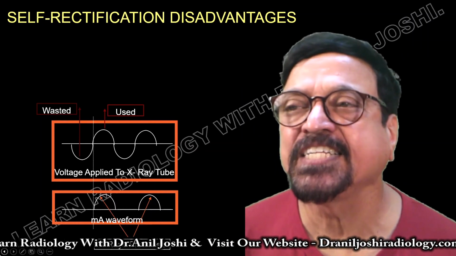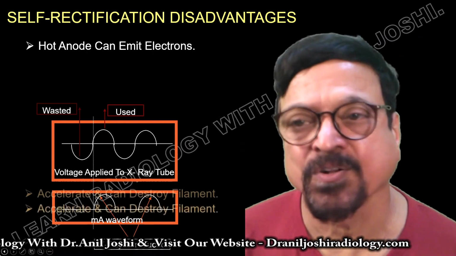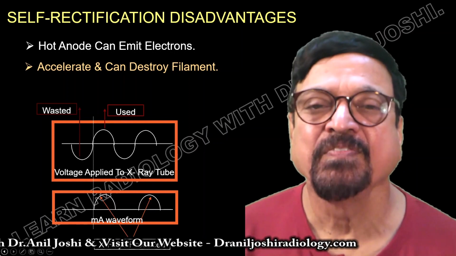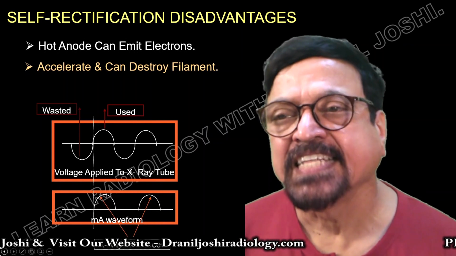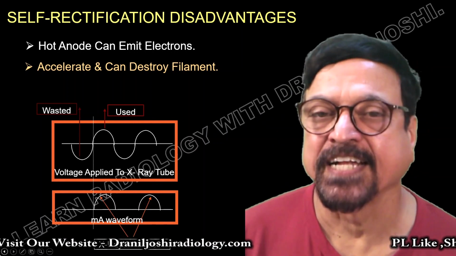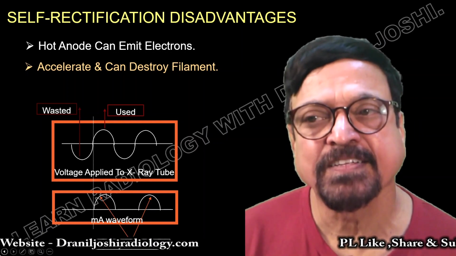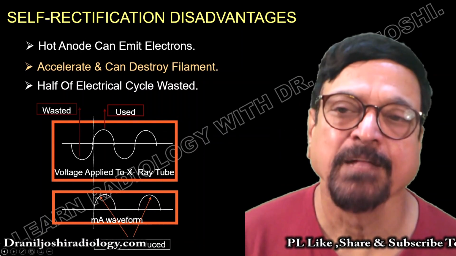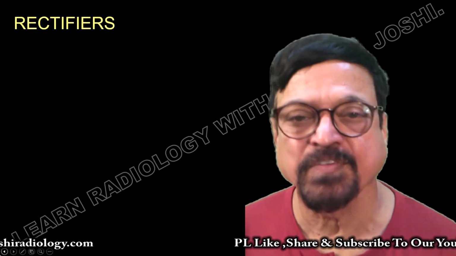Now, self-rectification, what are the disadvantages? A hot anode can emit electrons, and that will create noise because they will not be of adequate energy levels. They accelerate and can destroy the filament. This is because of the inverse effect. They are used for the production of electrons, but what they will do is start destroying the filament. Half of the electrical cycle will be wasted. So only half of the electrical energy will be used, that is a 50% wastage of electrical energy.